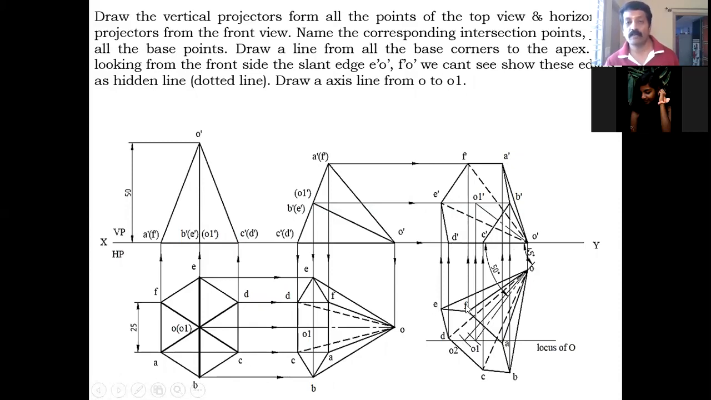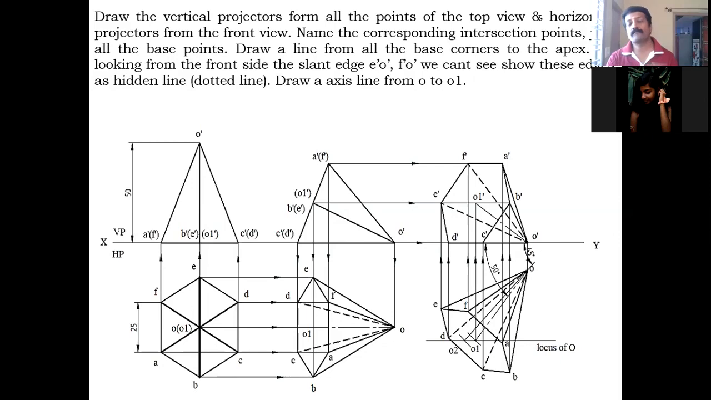Whereas E2O and F2O you cannot see, you are looking from here. E2O and F2O you cannot see. Join the axis at the end, O2, O1. So thus completes the projection of the hexagonal pyramid, where it is resting on one of its slant triangular faces.